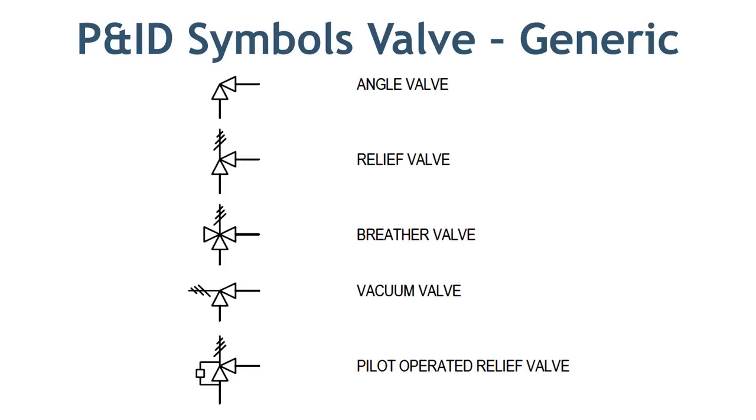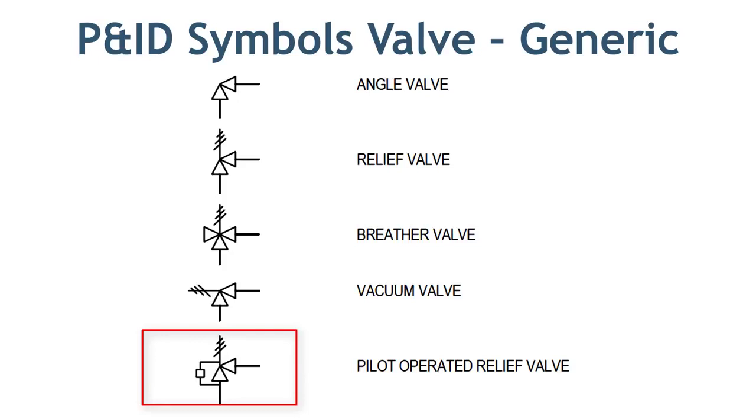The next symbol is of the relief valve, which is used to protect the piping system or equipment from overpressure. Now the breather valve is used on the cone roof tank. This valve serves the function of a relief valve and vacuum relief valve. In the event of overpressure, this valve releases the pressure, and in case vacuum is created in the tank, this valve allows air to enter the tank, just like breathing air in and out. Vacuum valve prevents damage to the equipment from negative pressure.